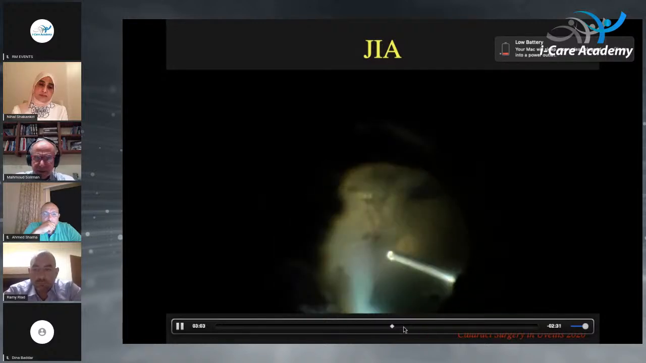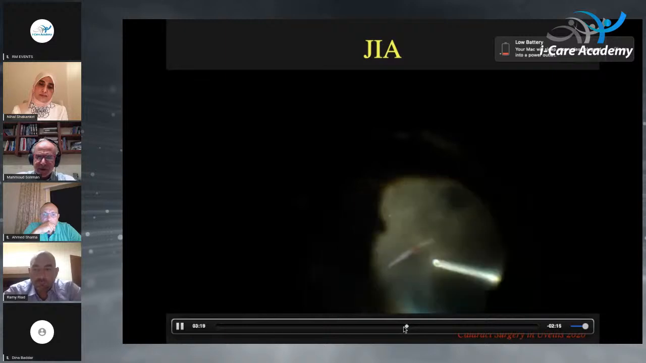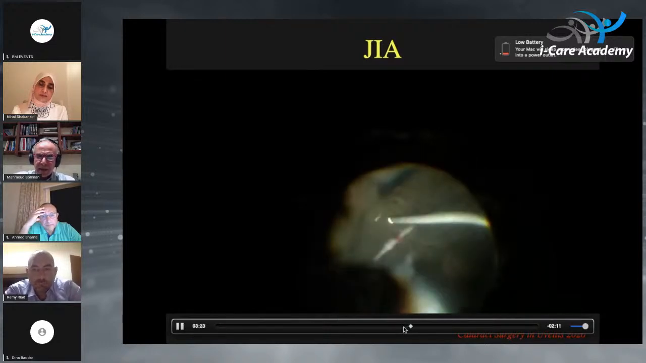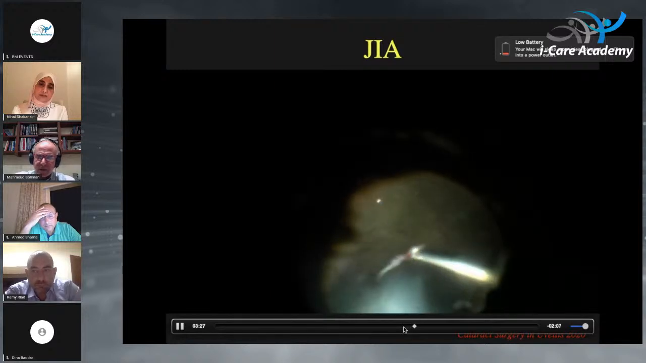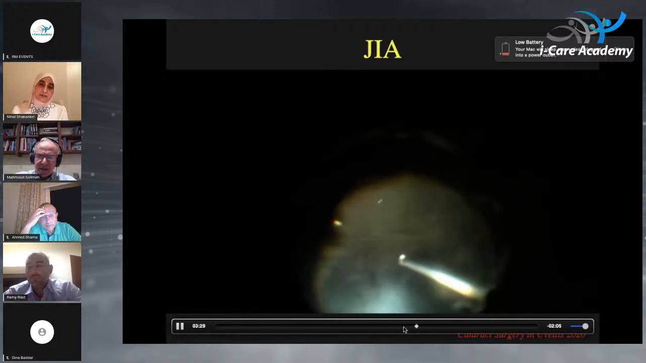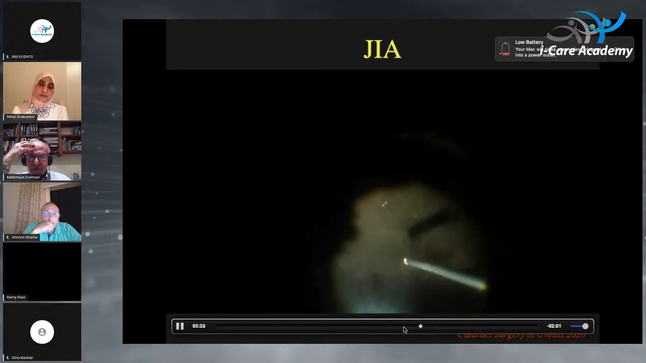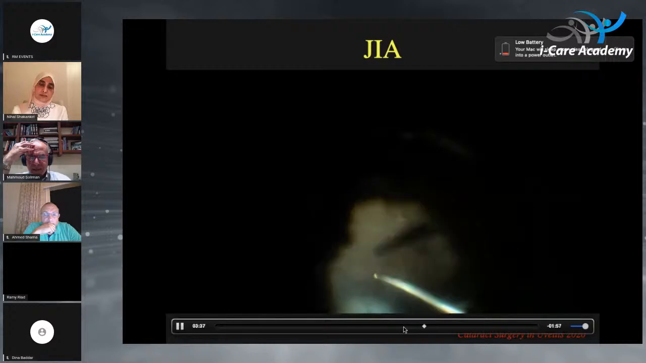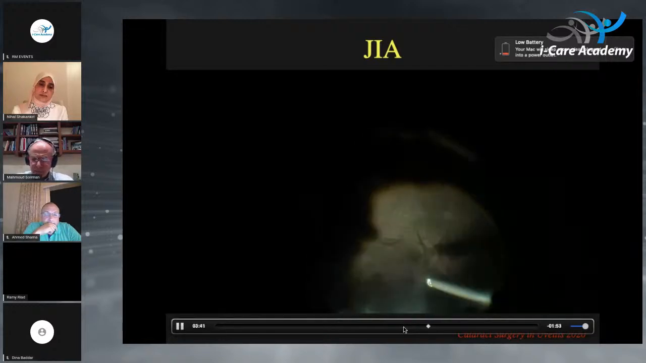This is the vitreous, very turbid vitreous. When you remove the vitreous in these patients, you really clear the visual axis, and even if the patient develops another inflammatory process, the vitreous cavity, which is now fluid, clears very quickly.